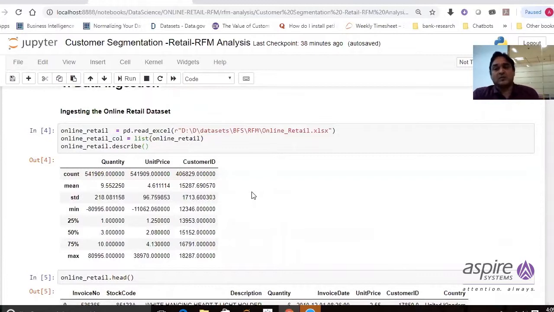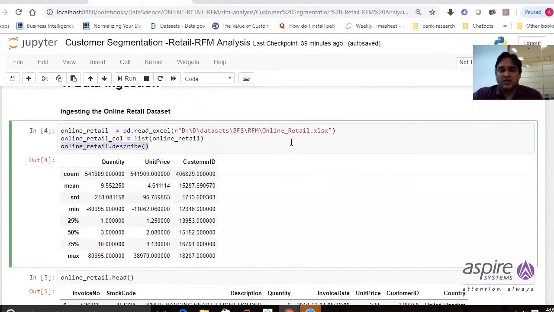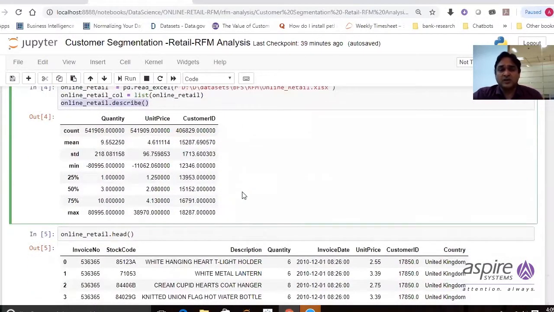The data set has quite a lot of records. With the help of a simple read, we were able to read the data. And it is always a good practice to do a describe just to understand the modalities of the fields that we are using. While this data set has many fields, the describe process typically gives you the summary statistics of the fields that are numeric in nature or continuous in nature.